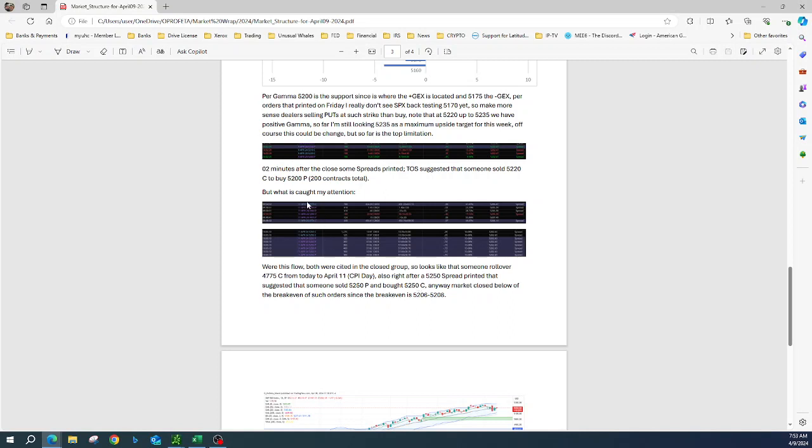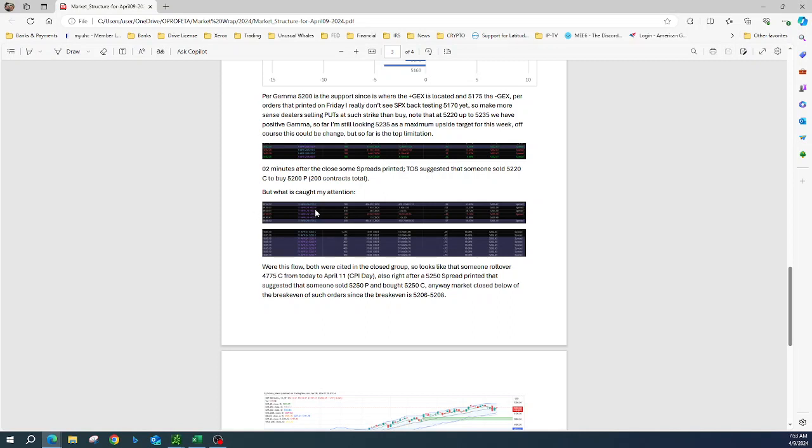And also this spread that printed for the same day. They printed at 9 something when the market was trading at 5,207. So the break even of this spread, 5,250, right? Down here, this one, the 5,250 spread, the break even is 5,208. Of course, that could change today if they bring markets up to 5,225.